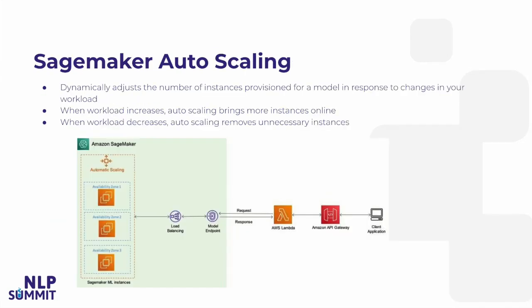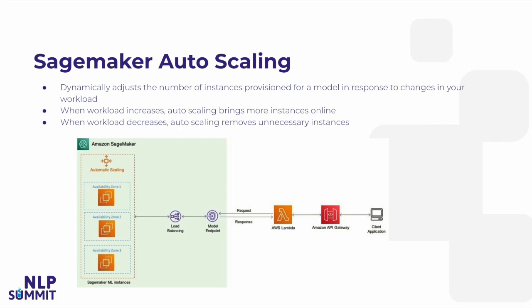One of the solutions to tackle some of these challenges is to use SageMaker autoscaling. By default, SageMaker model deployments do not have the ability to automatically scale instances up and down. SageMaker autoscaling dynamically adjusts the number of instances provisioned for a model in response to changes in your workload. For example, when your workload increases, autoscaling brings more instances online. And when your workload decreases, autoscaling removes unnecessary instances.